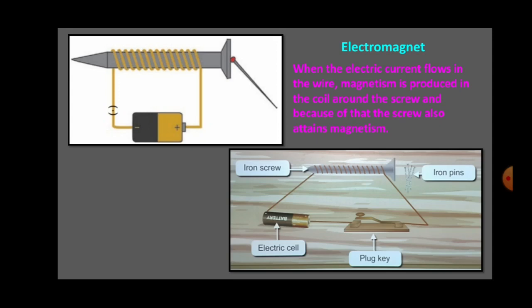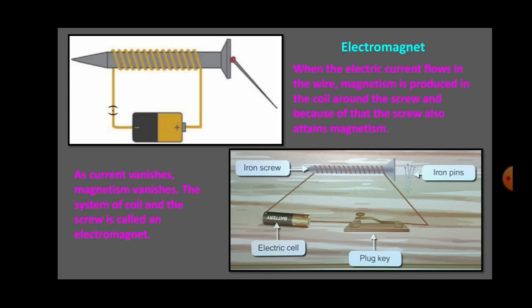Earlier also they were placed near the nail, but they were not attracted towards the nail. As soon as the electric current starts flowing in the wire which is coiled around the iron screw, the property of magnetism was observed in the nail, and because of this property of magnetism, these iron pins get attached to the nail. Now we will open the key, that is, the circuit is broken. As soon as the circuit is broken, what will happen? The electric current will stop flowing.